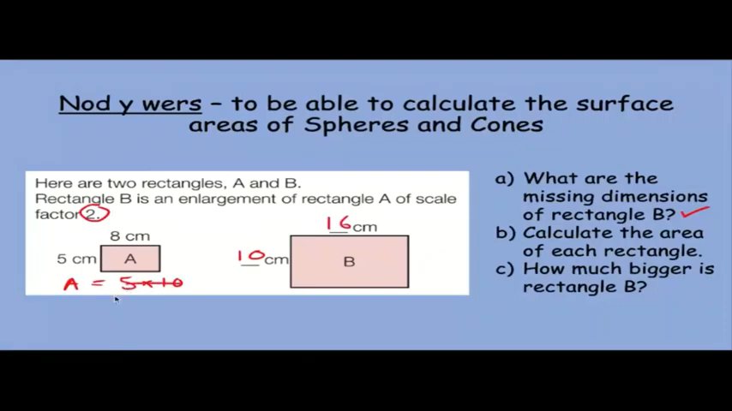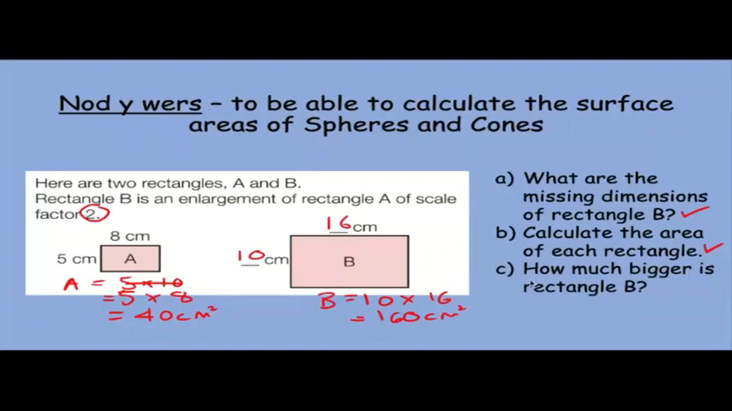5 times 8, no, it isn't 5 times 10. It's 5 times 8, which is 40 centimeters squared. And the area of B is 10 times 16, which is 160 centimeters squared. We've done that bit.